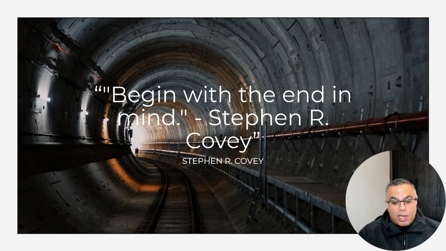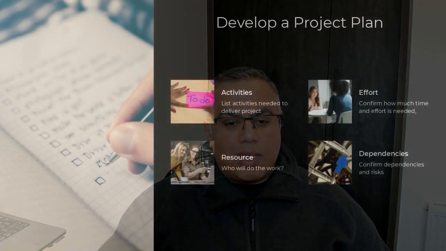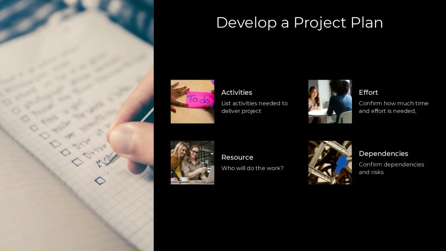Now, the end goal may change because the business has changed or the direction has changed, but understanding that end goal will help you drive your project in the right direction. Next is develop a project plan. Here is where you outline all the key activities. Step by step, you will be outlining what activities are needed to get things done.